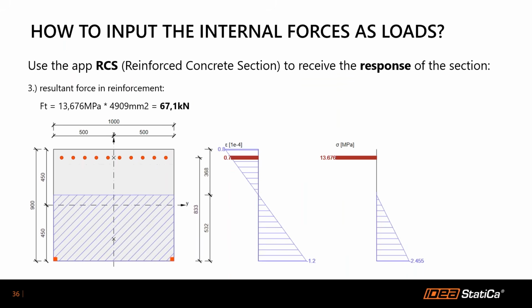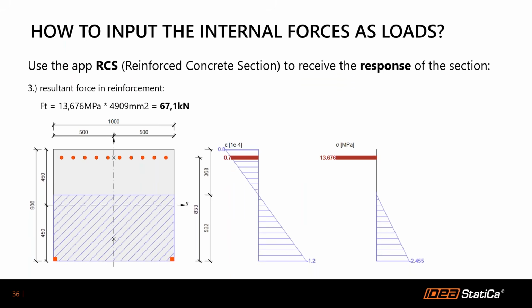So I know that this combination of internal forces causes a tensile force in the upper reinforcement and some compressive force in concrete. Here I see stress values, but from these stresses, I can calculate actual forces. So the resultant force in the upper reinforcement layer, this Ft, will be the stress in reinforcement multiplied by the area of reinforcement. So I receive this value 67.1 kilonewton. This is the point force that I will input into the reinforcement in the detail application.